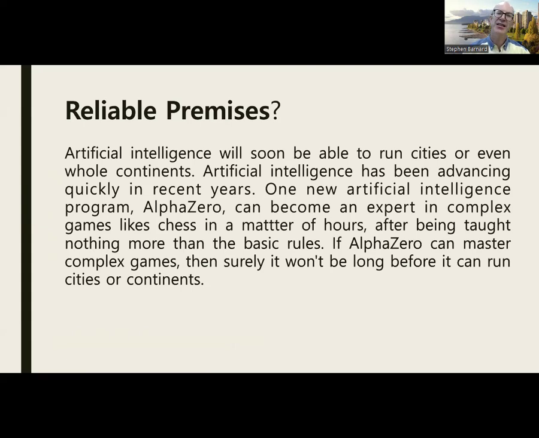Artificial intelligence has been advancing quickly in recent years. One new artificial intelligence program, AlphaZero, can become an expert in complex games like chess in a matter of hours, after being taught nothing more than the basic rules. If AlphaZero can master complex games, then surely it won't be long before it can run cities or continents.